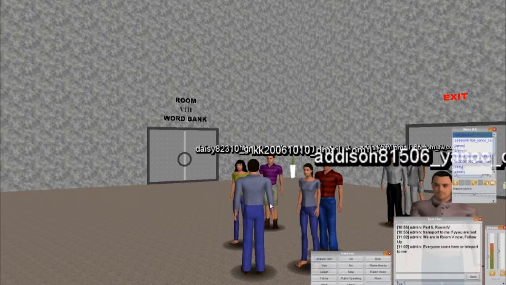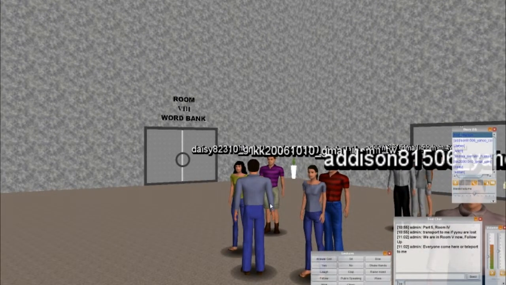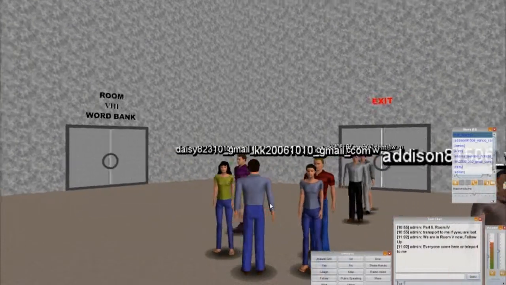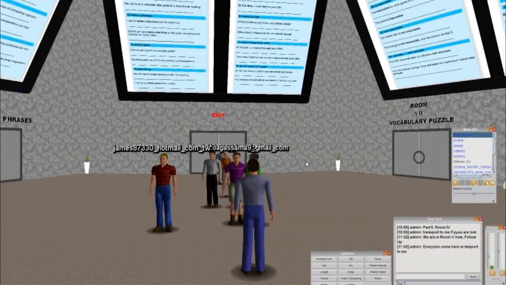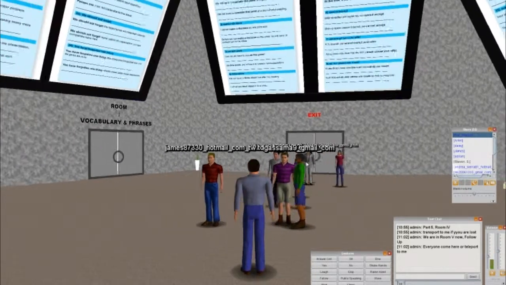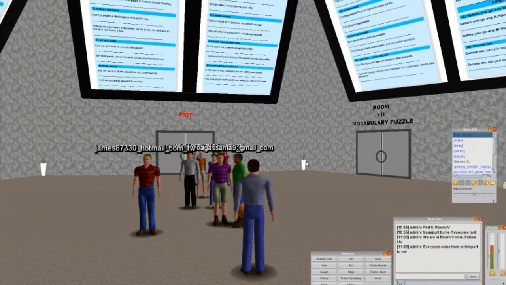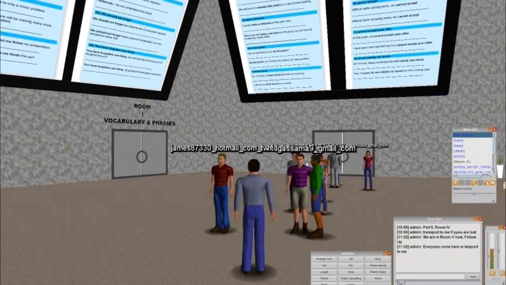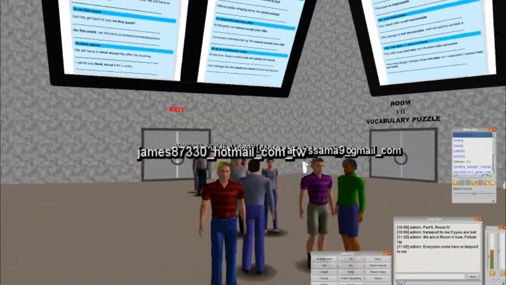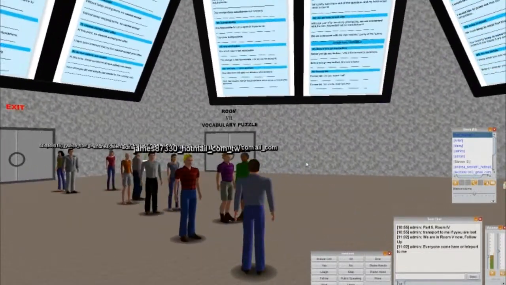Okay, so we're going to fly into the next room now. I just want to very quickly remind you about these things. So let's everybody follow me into room 8, which is the word bank. Okay, so we're here in the word bank. And again, I'm just here to remind you how to use this. The word bank is a great resource to prepare your script for your video, because we have the words and phrases here and example sentences with them. So a great way to get ready for your video.